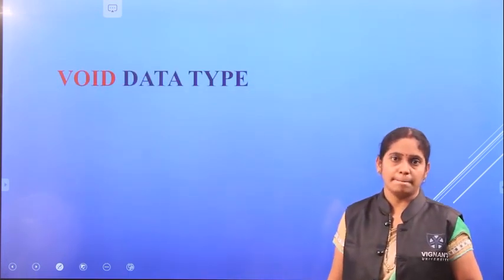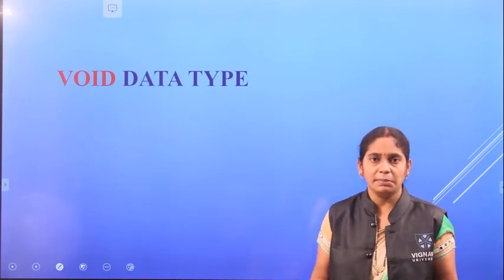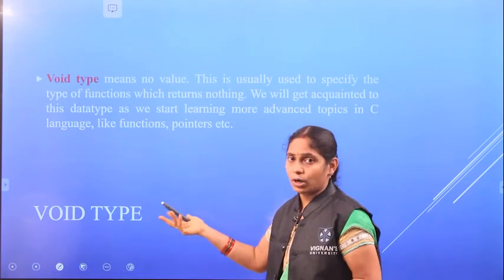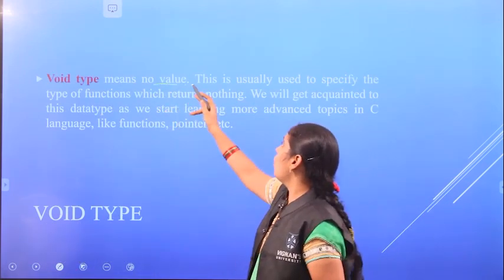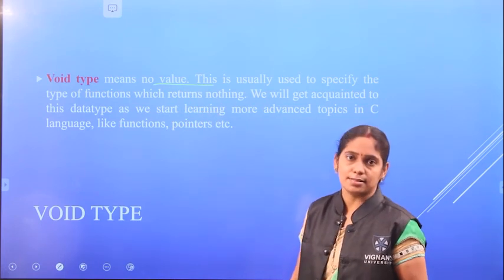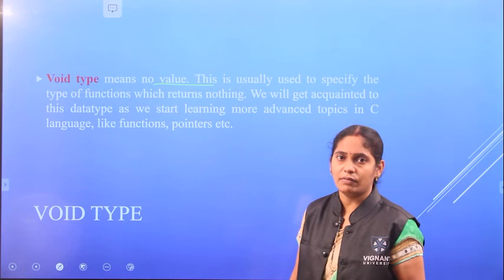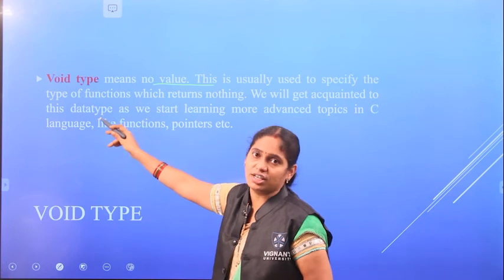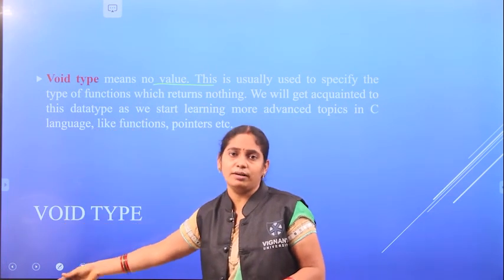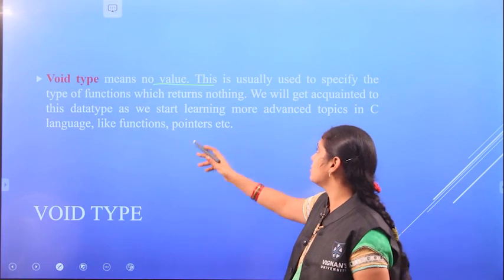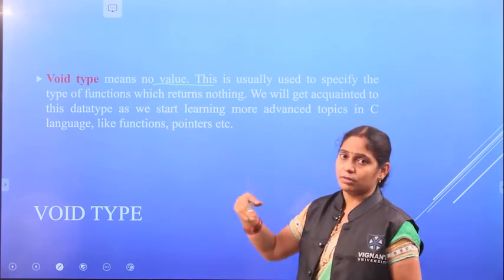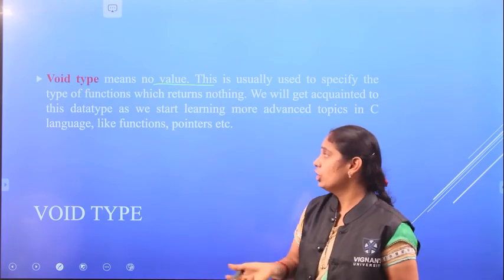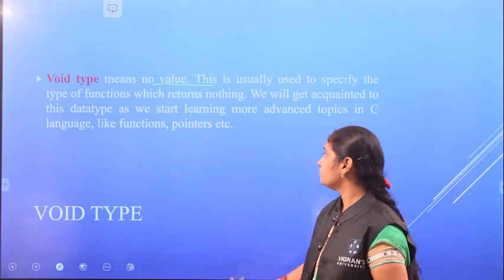Okay. Coming to the next, void. Void data type. Void means nothing. The size of this is 0. Void type means no value, no size, no range, nothing. It is usually used to specify the type of a function. We use void forms to represent functions when there is no value to return.